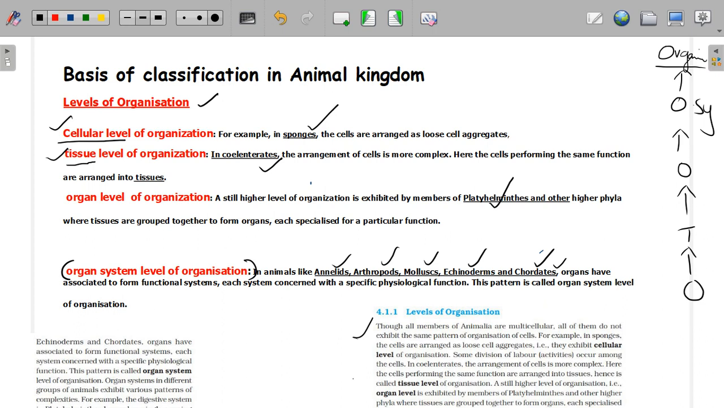Okay, let's move to the next one. So this is number one, level of organization in the organism. So we are discussing what are the criteria used to classify animal kingdom. Now here comes the symmetry.